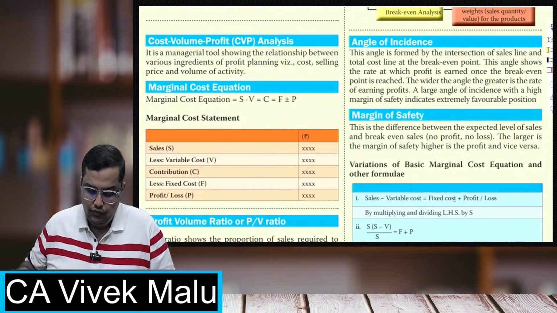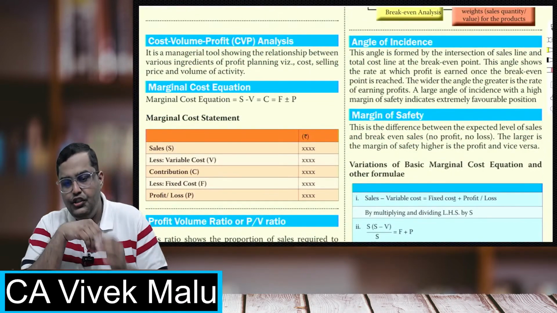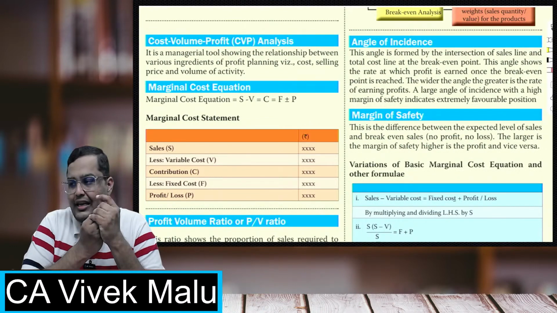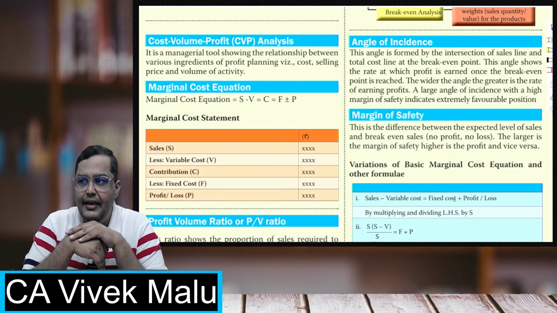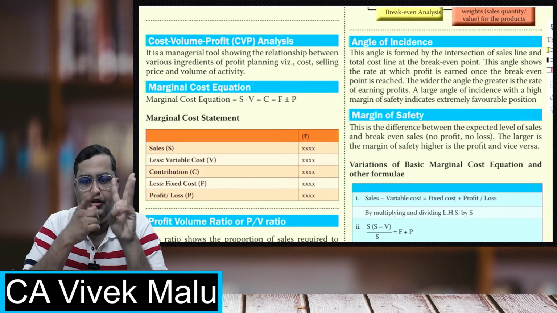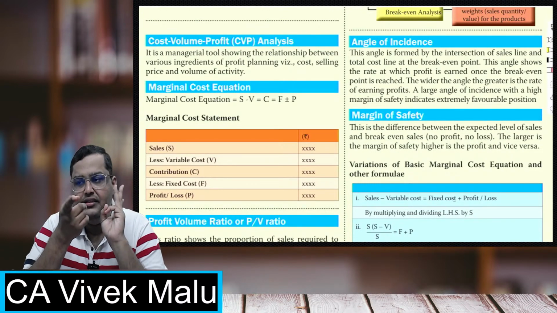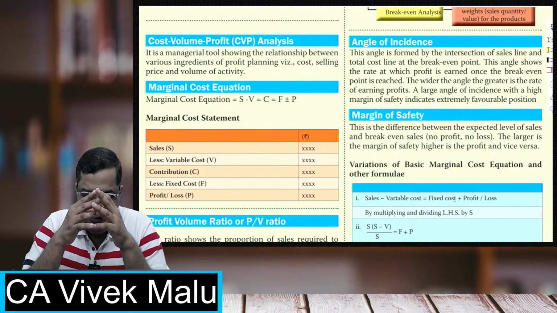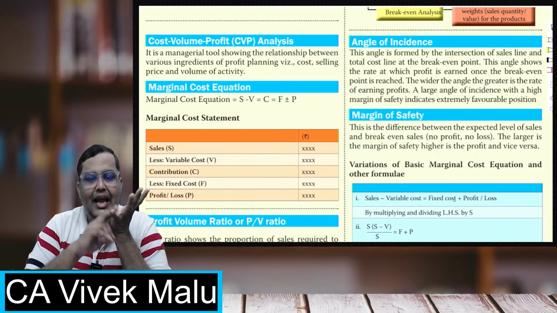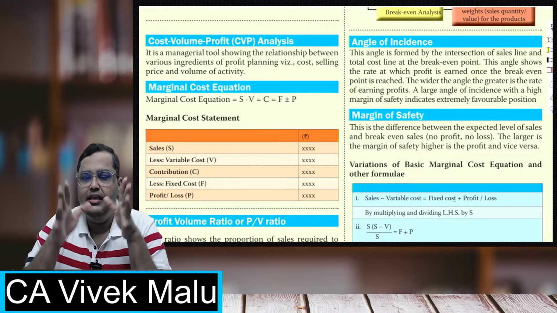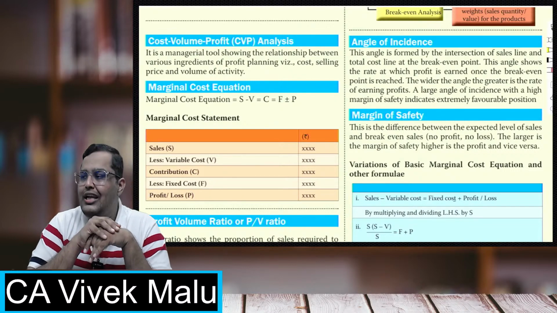Now in this one, we have to make an analysis which is called the cost volume profit analysis. This analysis is basically in terms of three things: one is cost, one is selling price, and third is the volume. So basically cost, volume, profit. In fact, I can say cost, quantity, and profits. These three things are related in this analysis.